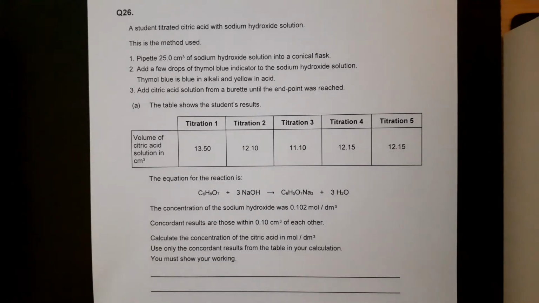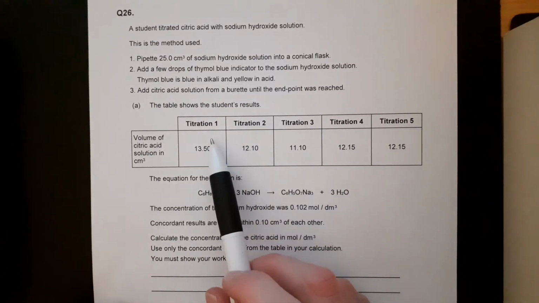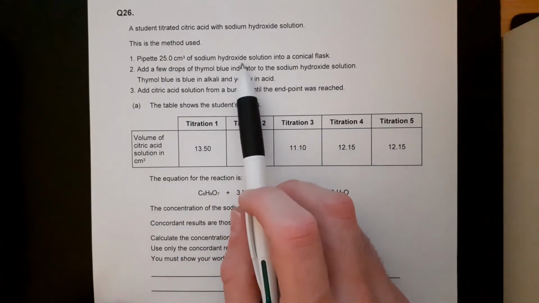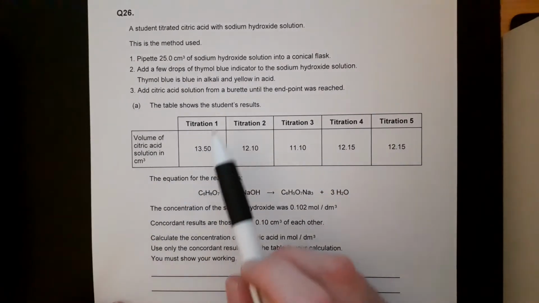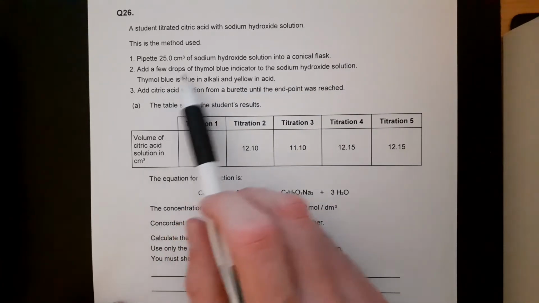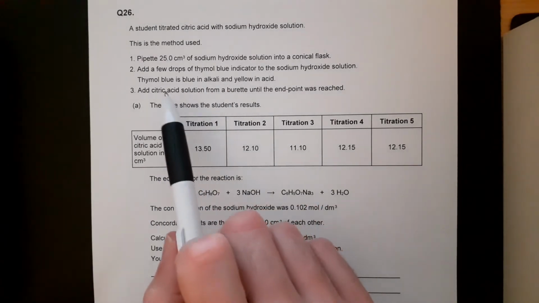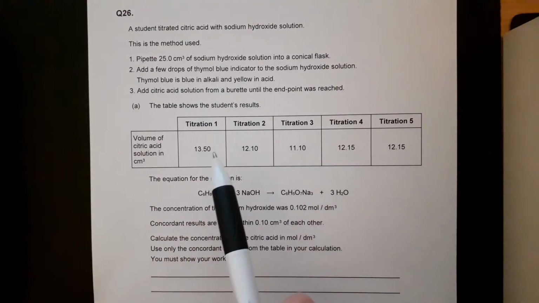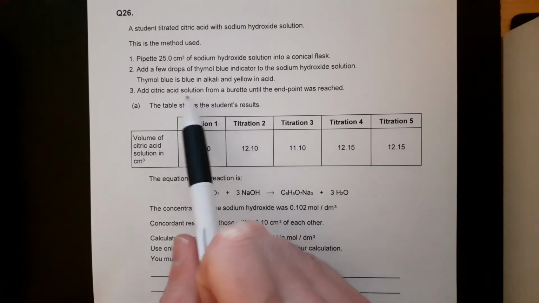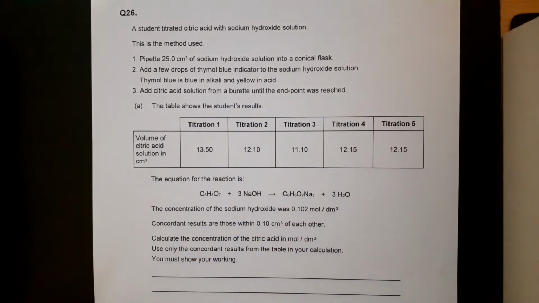So let's have a look here. Students titrated citric acid with sodium hydroxide. We had 25 centimeters cubed of sodium hydroxide. That's the same as the other one. And a few drops of indicator. This indicator is called thymol blue. Doesn't really matter. It's blue in alkali, it's yellow in acid. Add the citric acid from the burette until the end point is reached. So that would be when there's a colour change.